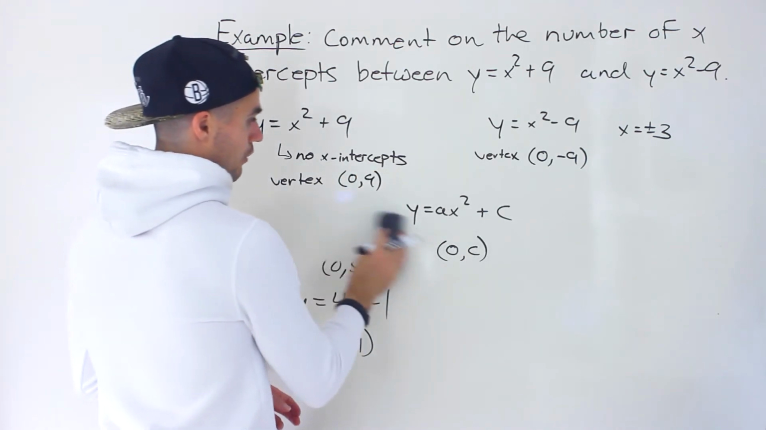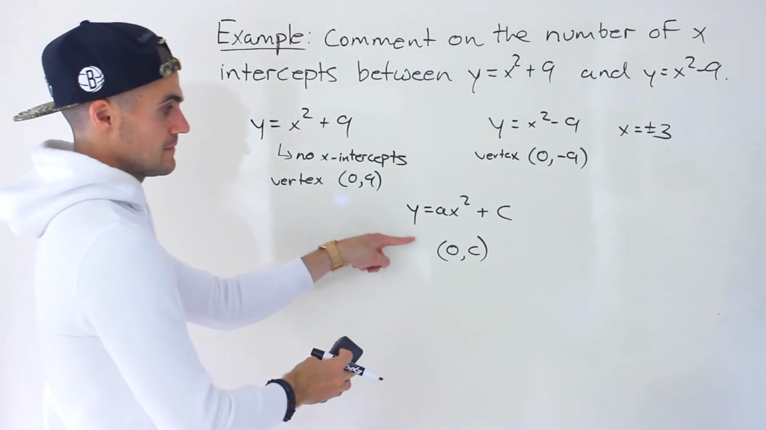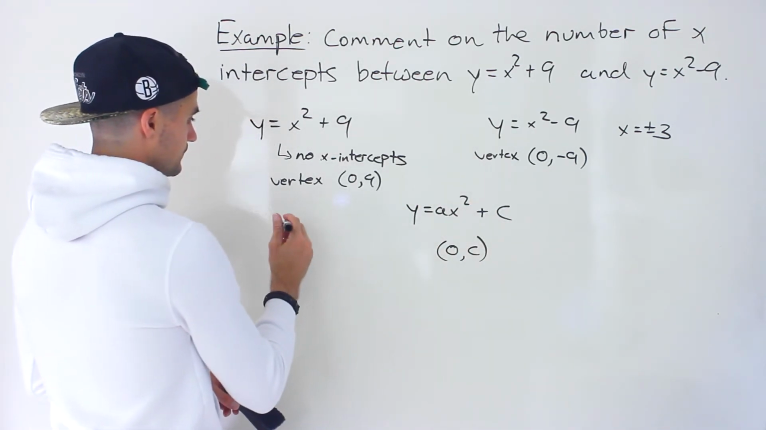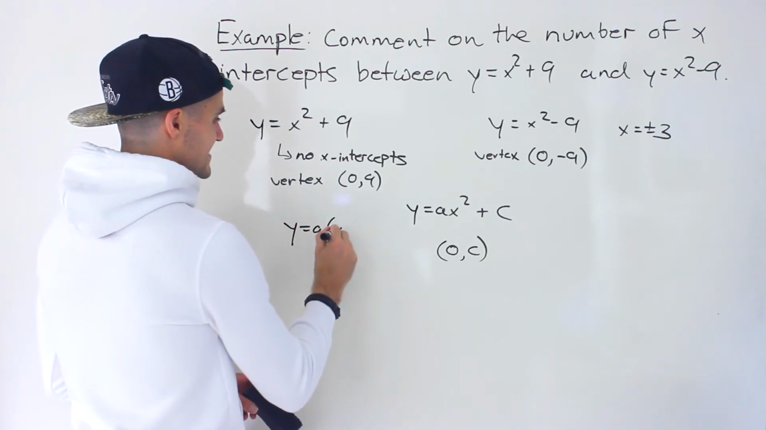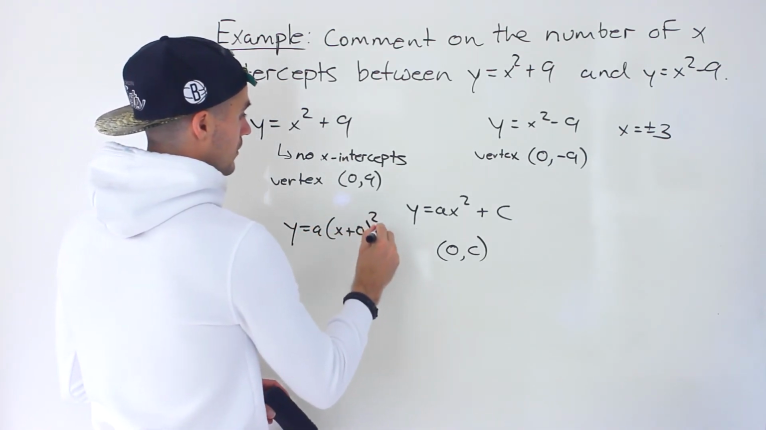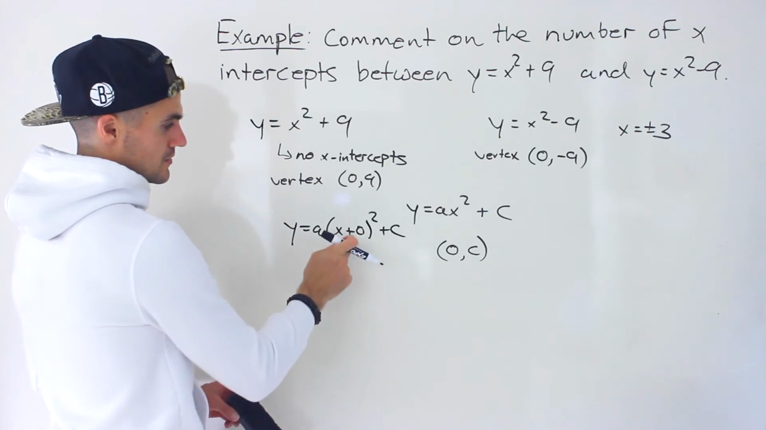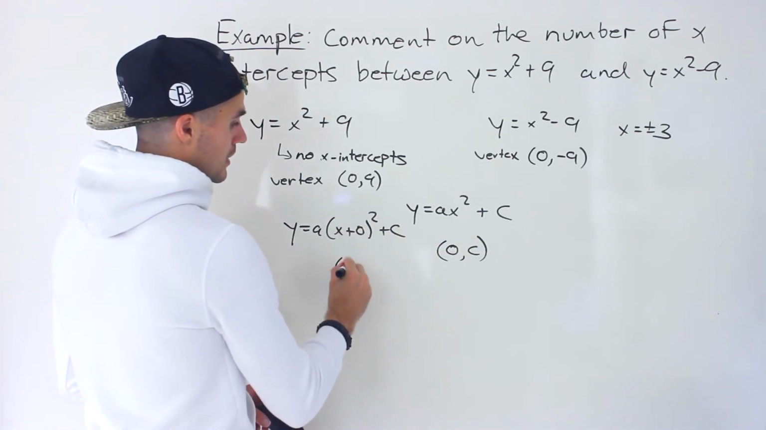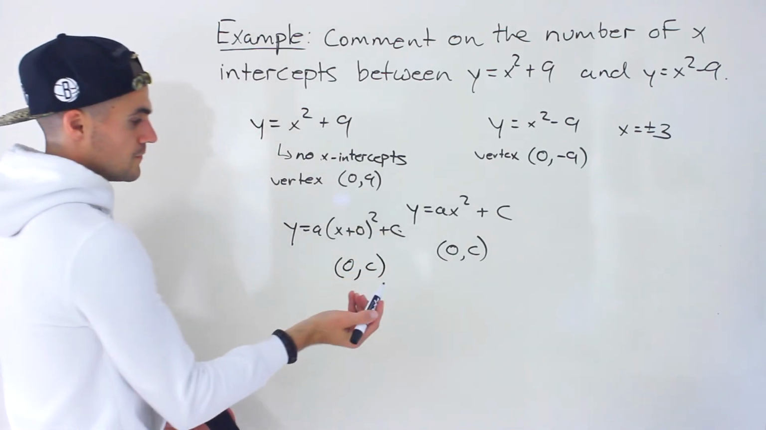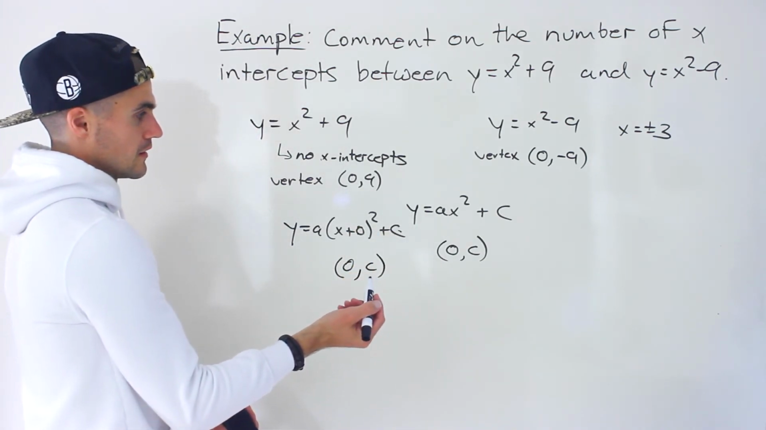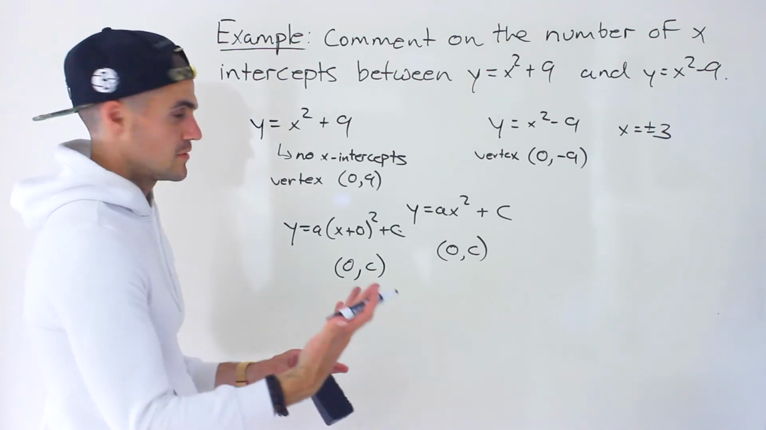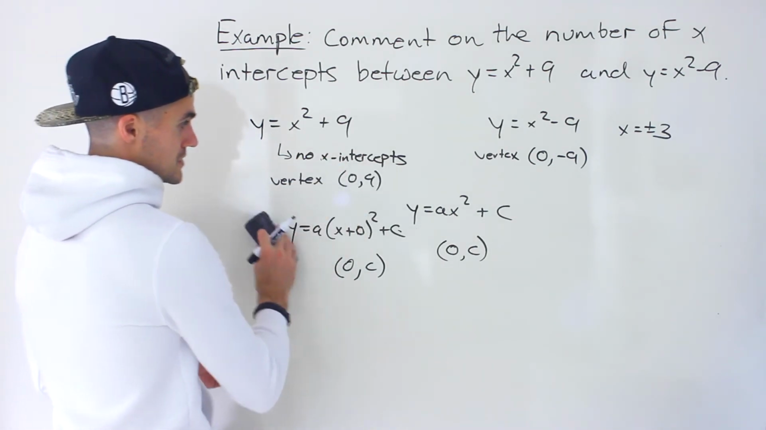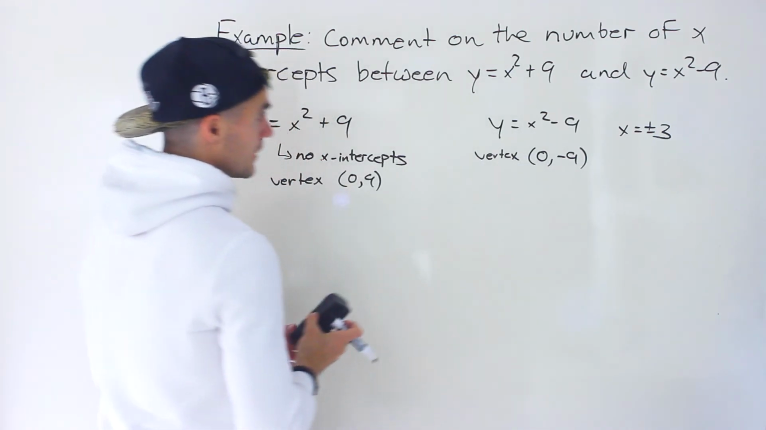Another way you could tell that the vertex is 0 and c is that this is also vertex form, because we could rewrite this as x plus 0 squared plus c. So notice that this here is the same as this. This is vertex form, and again, that vertex would be 0 and c. I've mentioned this before. So the vertex for both of these is going to be different. This one's going to be 0 and positive 9. This one's going to be 0 and negative 9.